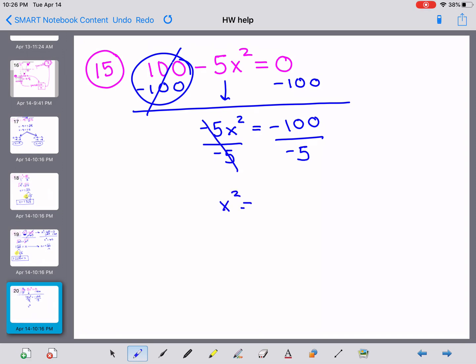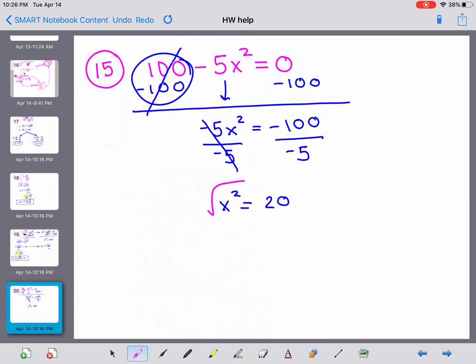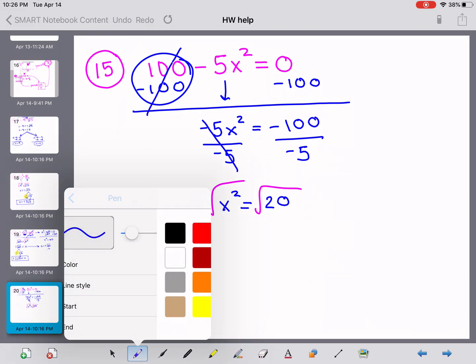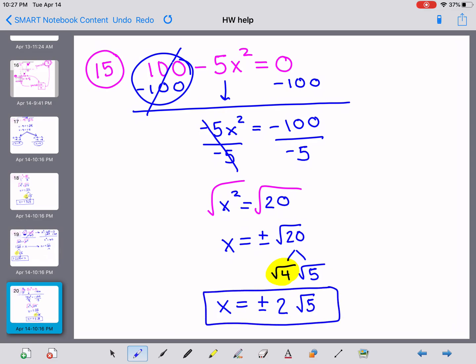So x squared equals 20, right? Positive 20, so we're good. I'm then going to take the square root of both sides, now that I got the x squared by itself. So x equals plus or minus the square root of 20. 20 is not a perfect square, so we're going to break it down. I need two numbers that multiply to make 20, but one of them has to be a perfect square. 4 times 5. x equals, the plus or minus sign comes down. The square root of 4 is 2. Bring down the square root of 5, and that's your answer.